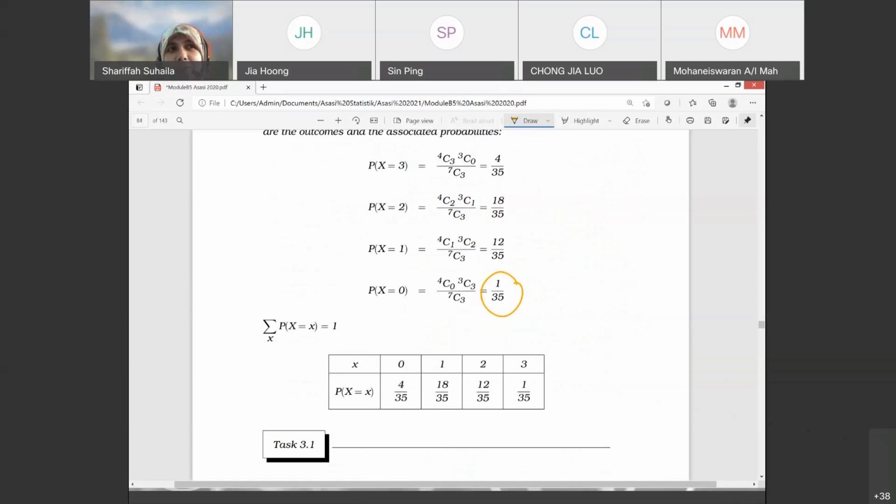Again, probability X equals 1: 1 with paint blemish. So 4 choose 1, the balance is 3 choose another 2, divided by the total of your sample space. This is the same for probability X equals 2, meaning 2 are blemish. So from 4 we choose 2, the balance 3 choose another 1, divided by the total of the sample space. So list them all, and again you check that the total probability equals 1.